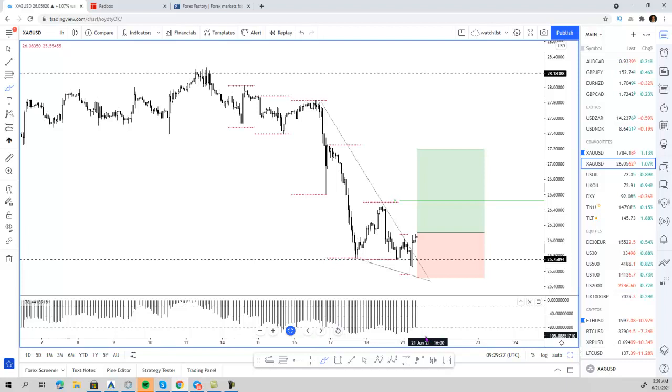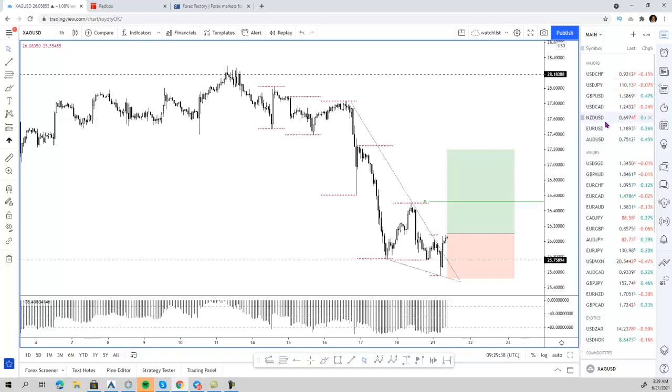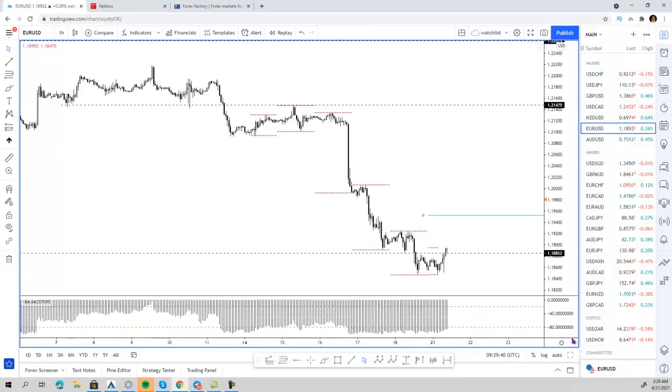We do have some massive bullish divergence printing on my oscillators. So this is a good setup. I will be sending this in a while. Now let's finish up with some major currency pairs.